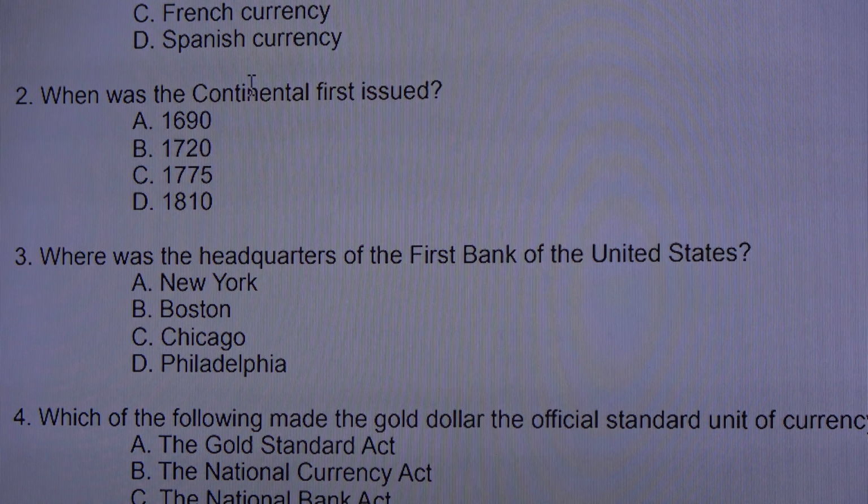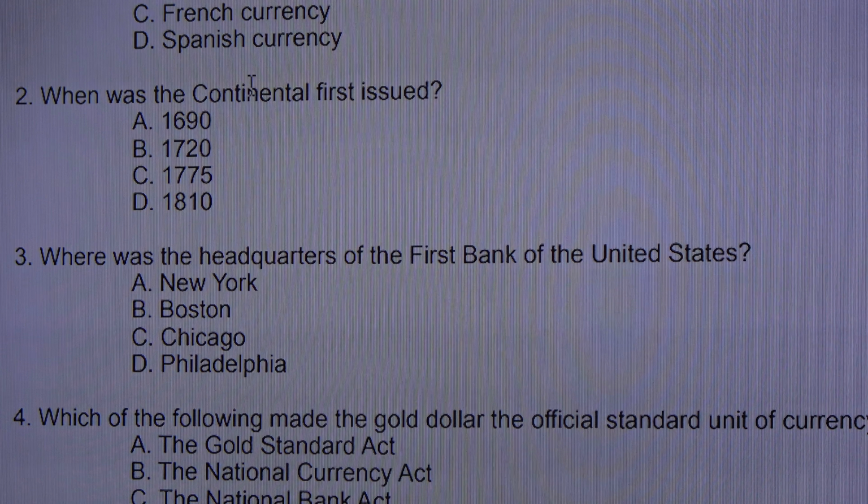When was the first Continental first issued? Number two, 1690, 1720, 1775, or 1810? The answer is C, 1775. Okay, number three, where was the headquarters of the first bank of the United States? Was it in New York, Boston, Chicago, or Philadelphia? It was in Philadelphia, that's kind of where things started. So it was in Philadelphia, the first bank of the United States.